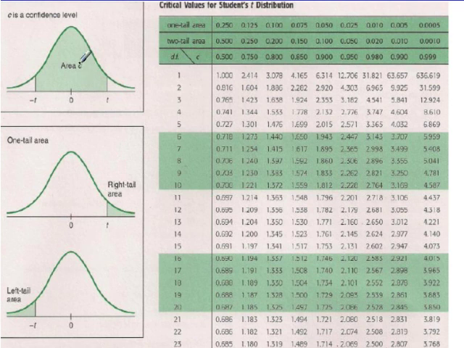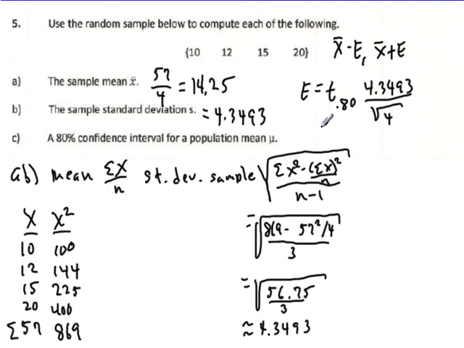So our confidence, C for confidence, is 0.80. And if we go down to 3 degrees of freedom, then we get the value of 1.638. Plug this in, and we get our answer. 1.638 multiplied by 4.3493 divided by square root of 4, which we might as well put as 2. All of this, if we throw it into our calculator, carefully work that out, is approximately 3.56.